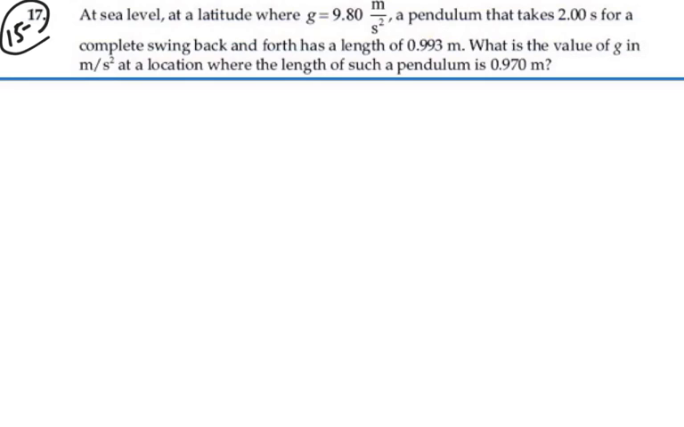What's the value of g in meters per second squared at a location where the length of such a pendulum is 0.970 meters? Alright, for a pendulum, we know we always like to start with the angular frequency, and for a pendulum we know it's the square root of g over L.